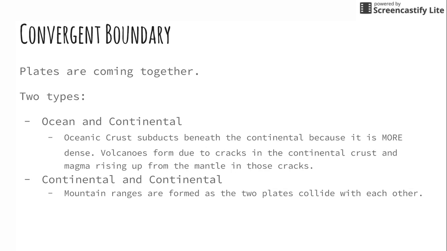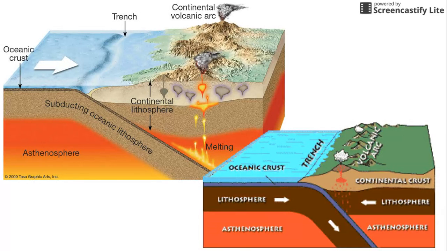Another type that we touched on was continental to continental crust convergence. And this is where mountain ranges are formed as the two plates collide with each other. So, as we see here above, this is an example of oceanic and continental crust coming together and meeting, where you have this subduction zone, and then through these cracks, this magma coming up is creating those volcanoes.